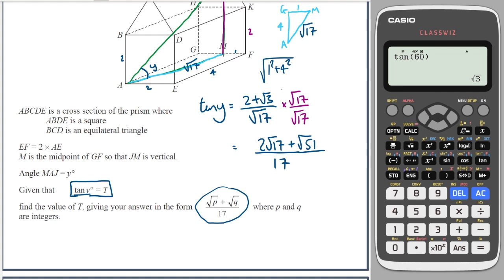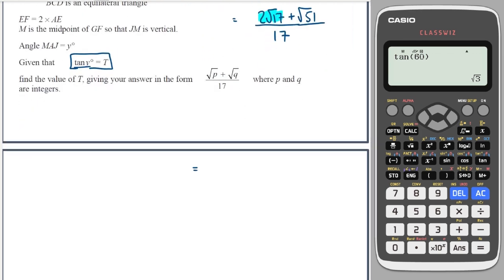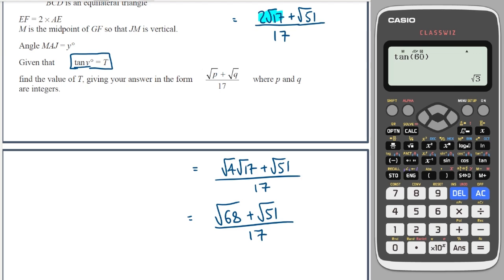And even that's not completely done, because it actually asked me for root q plus root p, or root p plus root q. So this is a bit of a problem, but that's okay, because 2 can be written as the square root of 4. So just grabbing some more space. The square root of 4 times the square root of 17 plus the square root of 51 all over 17. And we have two surds together like this, we can just multiply the two numbers. So the square root of 68 plus the square root of 51 all over 17 is our final answer.